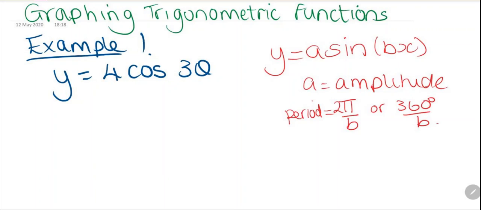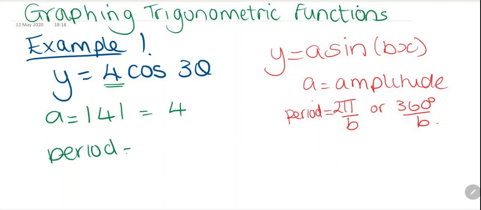So if we look at this question, 4 is the amplitude. So we can say the amplitude is always positive, so this is going to be 4. And to find the b value, the period, let's say period, we're going to do 360 divided by 3, which will give us 120 degrees. So our amplitude is 4 and our period is 120.